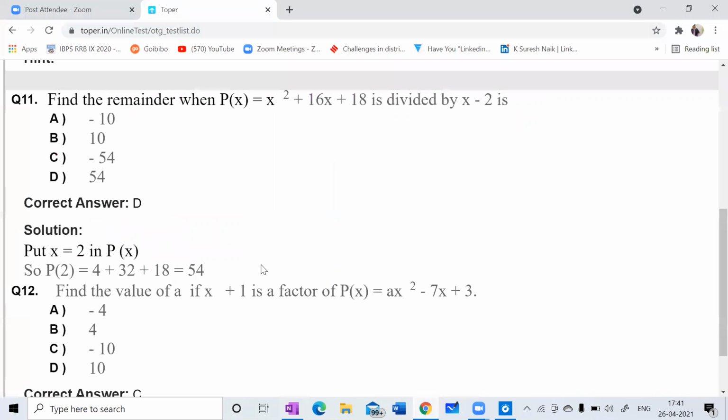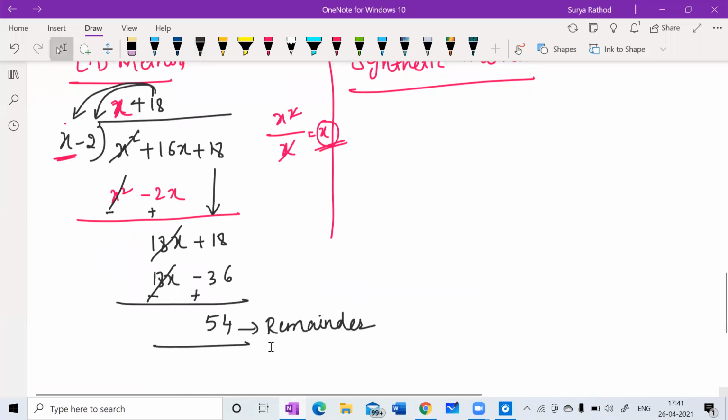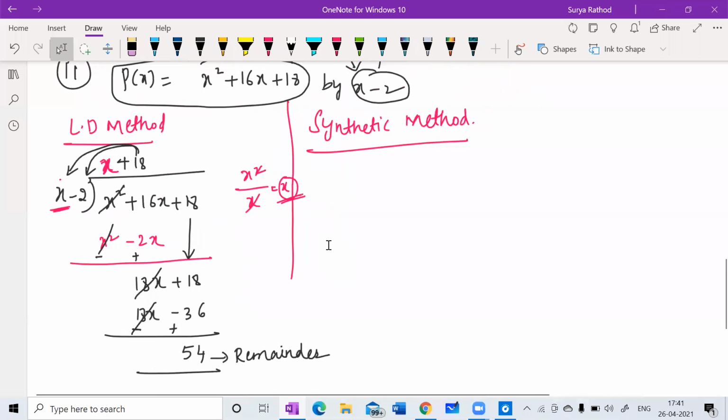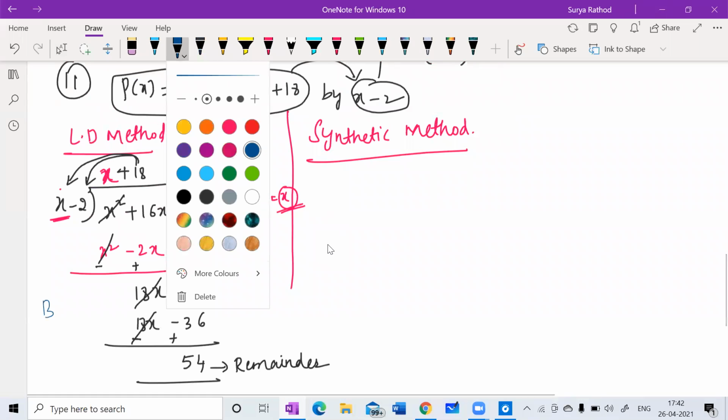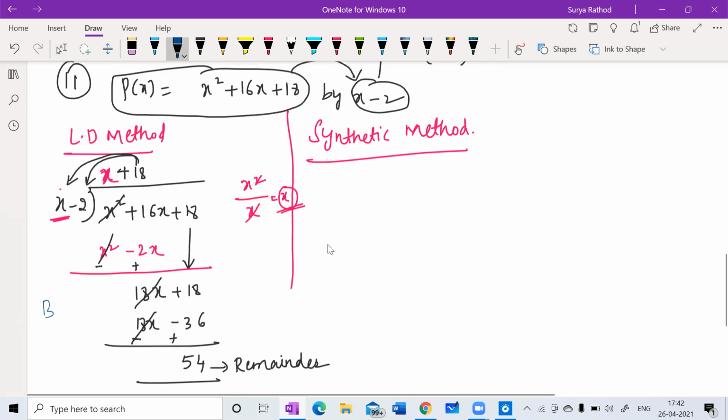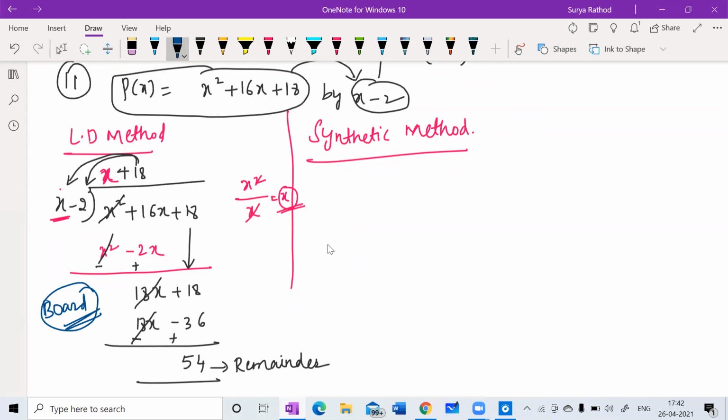Do we have an option here? Of course, we have options, and D option is correct. In 11th question, option D is correct. And we'll try to solve this question by using long division method. See here, if you are writing in your school exam or board exam, you try to follow long division method. Yesterday it was a competitive exam, like an MCQ test. You try to follow synthetic method, shortcut.